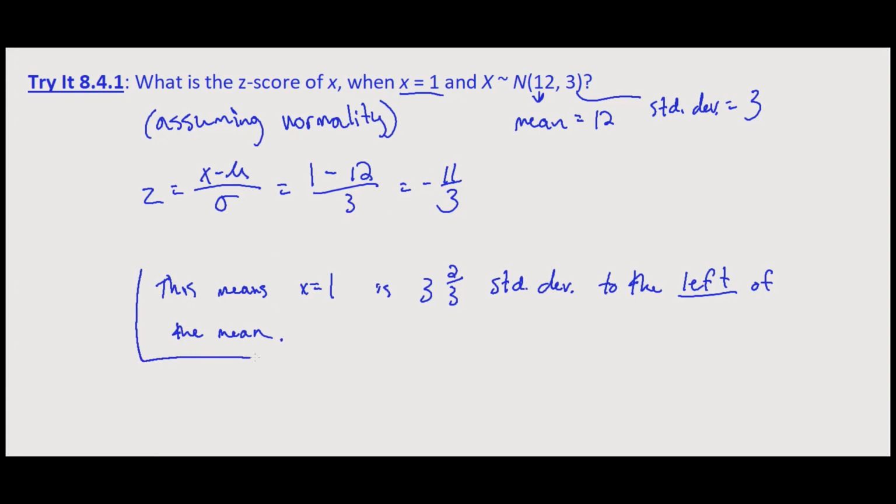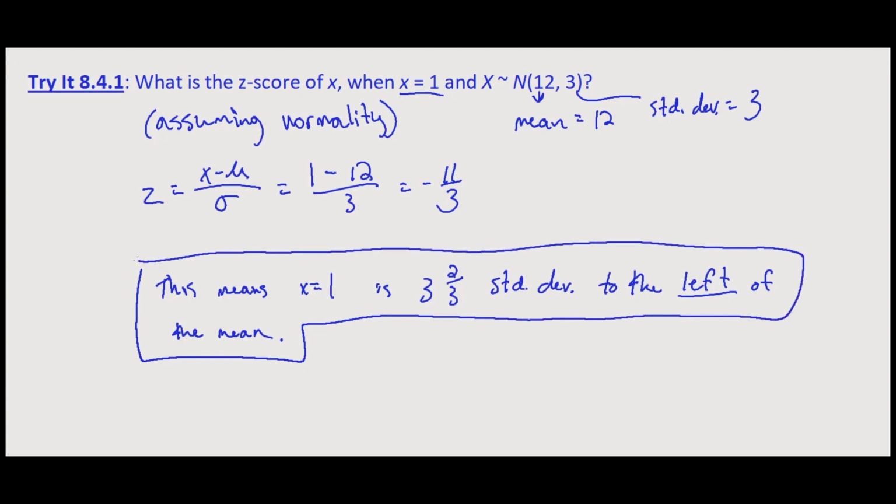So again, z-scores are how many standard deviations the value in question is from the mean. If it's negative, that means it's below the mean by that many standard deviations. If it's positive, it means it's above it.